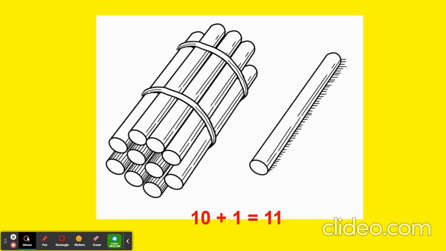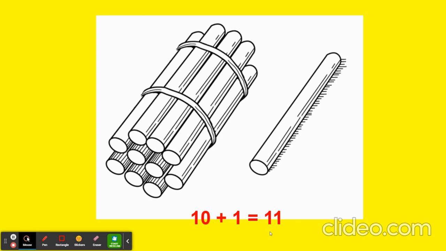If you see here, numbers from 1 to 10 is in one group. It is called 10. Like all your friends are in one group, the group is PP1 class. In the same way, numbers 1 to 10: 1, 2, 3, 4, 5, 6, 7, 8, 9, and 10. So this is one group. Group of 10. 10, then again 1. 10 plus 1 is equal to 11.